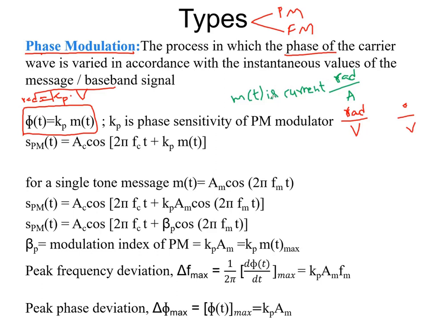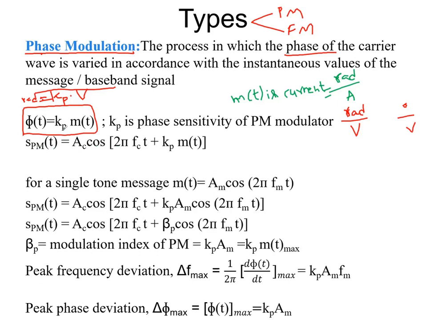Until otherwise specified, always m of t is a voltage signal. If it is a current signal, the units for kp are radian per ampere. Now how can you express your phase modulated signal? S suffix pm of t stands for the phase modulated waveform, that is Ac cos theta of t.